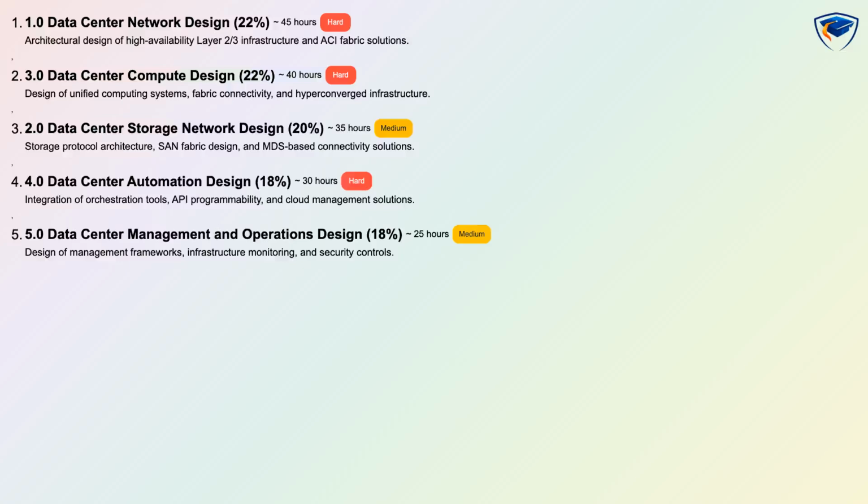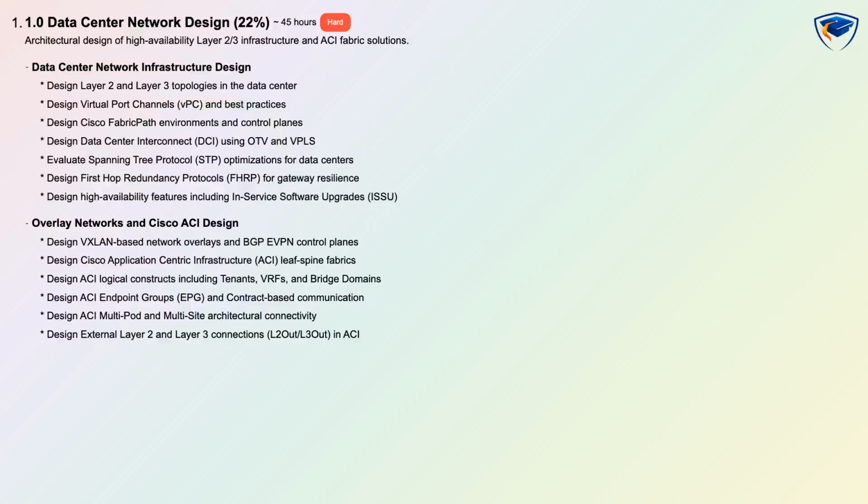and MDS-based connectivity solutions. The data center automation design domain accounts for 18% and focuses on integration of orchestration tools, API programmability, and cloud management solutions. Finally, the data center management and operations design domain accounts for 18% and focuses on design of management frameworks, infrastructure monitoring, and security controls. Let's dive deeper into the data center network design domain.